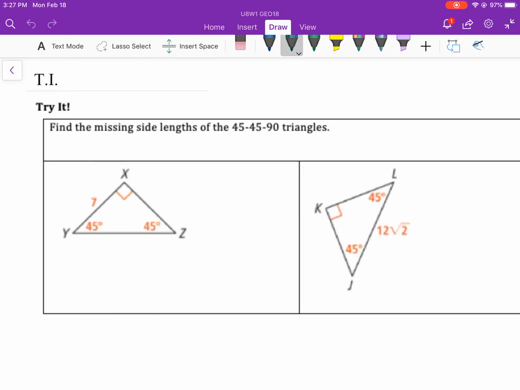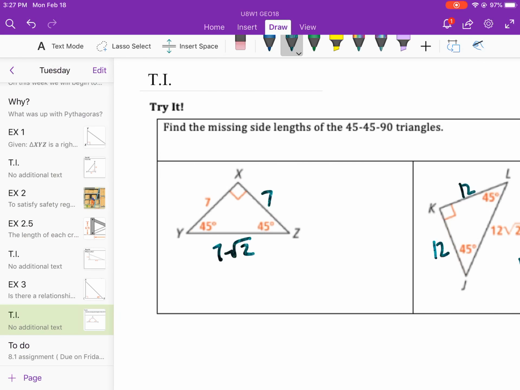Try it. Find the missing side lengths. So this is 7, and this is 7, and this is 7 times the square root of 2. This way you divide by the square root of 2. So 12 square root of 2 divided by the square root of 2. That would go away. You'd be left with 12 and 12. Done.